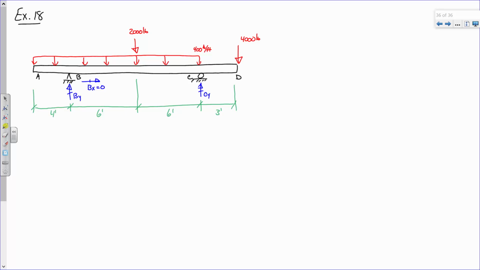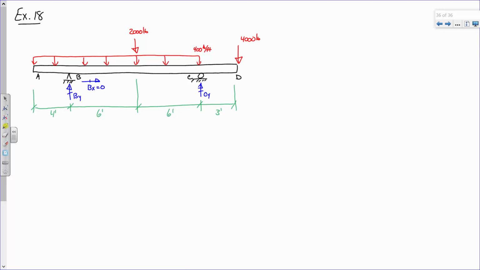Now, what I did there is I made a guess. I assumed that BY and CY was going to act upward. If I do my math and I get a negative answer, it does not mean I need to develop significant emotional distress. All it means is that I assumed incorrectly and it's actually acting downwards. So when in doubt, just assume everything acts upward and let the signs fall where they may. Okay? Everybody okay with that?